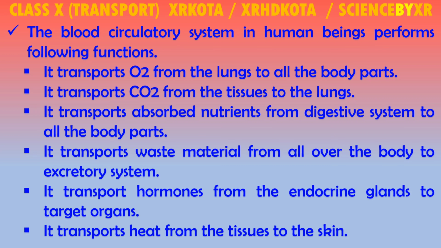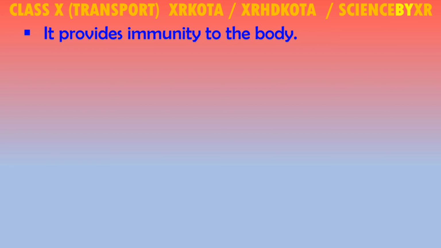And next, it also transports heat which is produced in the tissues when we are indulged in heavy activities like running, swimming, playing, or even when we are just standing. Our muscles are performing activity, and during this activity they are producing heat. So that heat has to be dissipated from the body. So that is to be brought to the skin, and from there it is diffused to the surroundings.